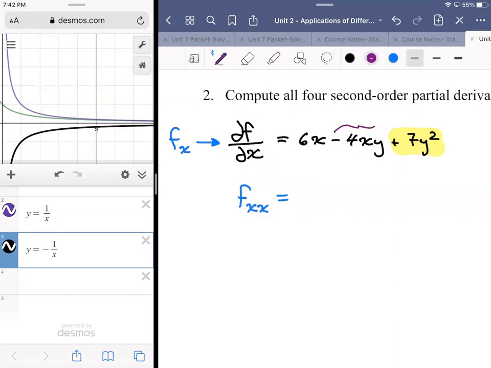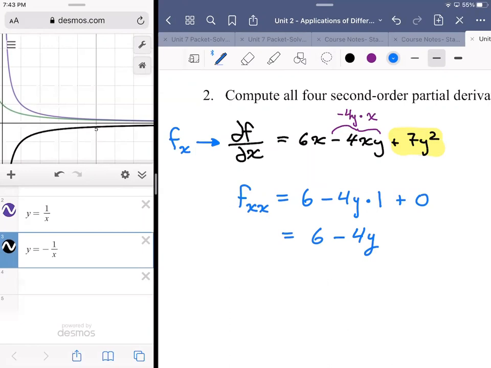So this one here can be thought of as negative 4y times x. When I go to differentiate here, I'm looking at 6x, whose derivative is 6. Negative 4y is a constant multiple, so we just hang on to it and take the derivative around it. The derivative of x is 1. The derivative of 7y squared is going to 0. And so we get 6 minus 4y. So that's my second order partial with respect to x.